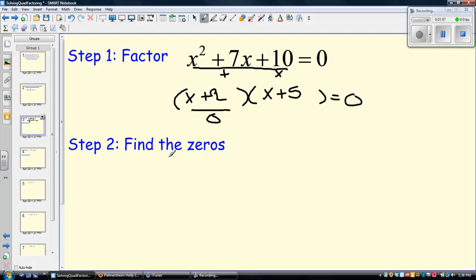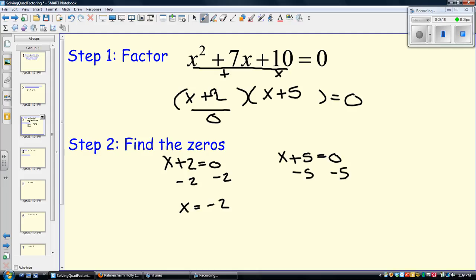We're going to set x plus 2 equal to 0, and we're going to set x plus 5 equal to 0, because if one of them has to be 0, then that's what we do. And so then by just solving for x through our equations, we end up with that this equation will equal 0 if x is negative 2 or x is negative 5.